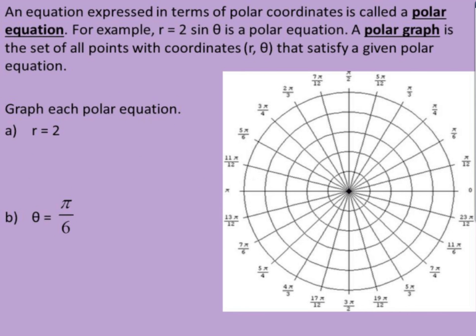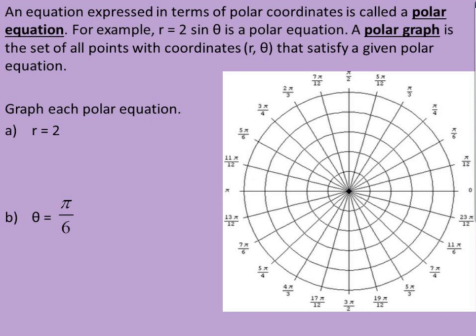An equation expressed in terms of polar coordinates is called a polar equation. For example, if we have the formula r is equal to 2 sine of theta, this is a polar equation. A polar graph is a set of all points with coordinates of r and theta that satisfy a given polar equation. Now we're not going to actually work on graphing the more complex equations like r equals 2 sine of theta in this section, but we're going to start with the 2 basic ones.